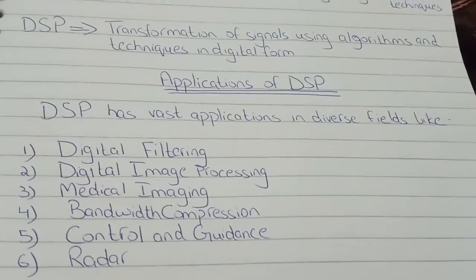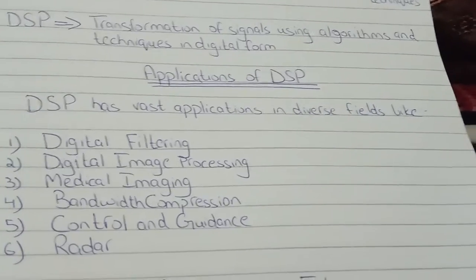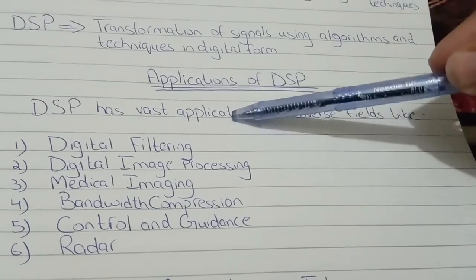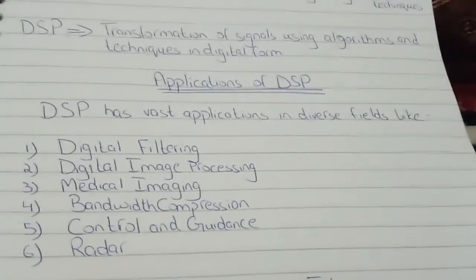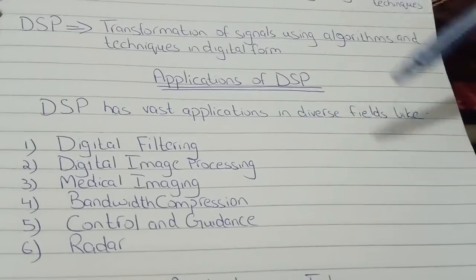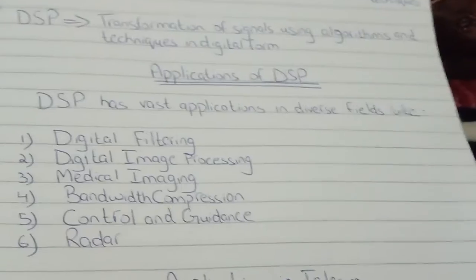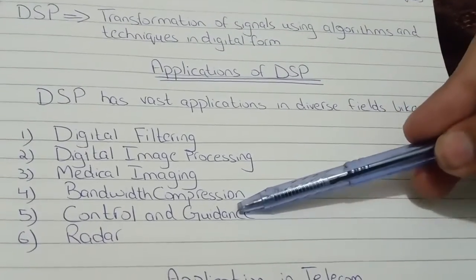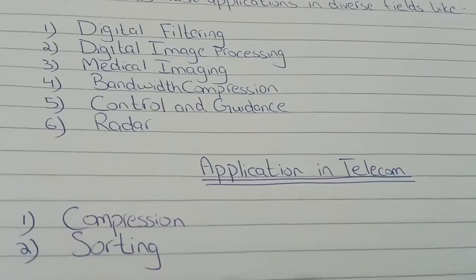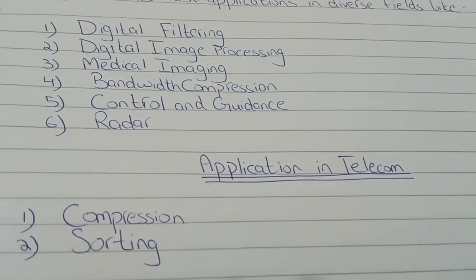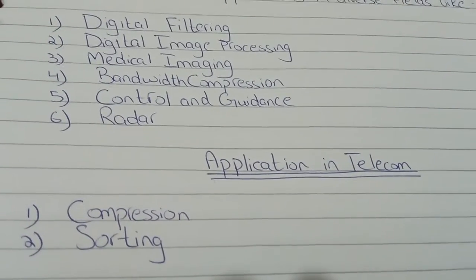Let's have a look at applications of DSP. DSP has vast applications in diverse fields. We are able to do digital filtering, digital image processing, that means DIP, which is a separate course and will be dealt with separately. Medical imaging like ECGs, bandwidth compression, which is very important in the telecommunication field, control and guidance, and DSP is also used in radar communication. If we talk about applications of DSP in telecommunication, it has two main uses: compression and sorting.